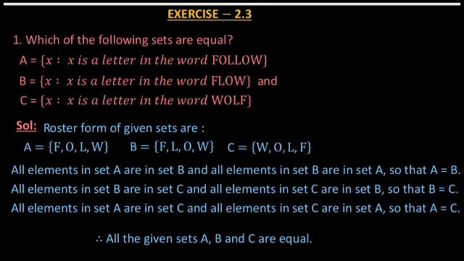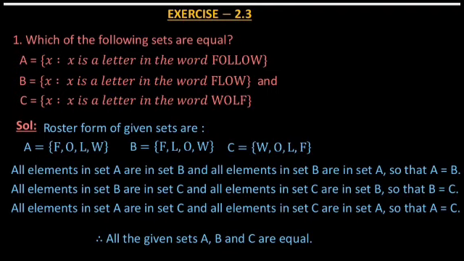Next one, all elements in set B are in set C and all elements in set C are in set B. So that B is equal to C. B, C sets కూడా అబ్జర్వ్ చేస్తే all the elements are in B సెట్లో C సెట్లో సేమ్ ఉన్నాయి. అలాగే all elements in set A are in set C and all elements in set C are in set A. So that A is equal to C.